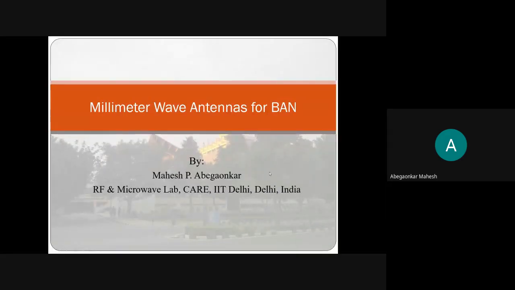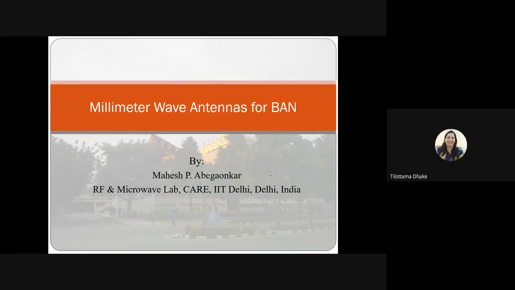So this presentation is specifically on millimeter wave antennas for body area networks, or BAN as they are called. We'll start with some introduction to what are body area networks, where are they used, and what is the advantage of using millimeter wave frequencies. The specific frequency that I'll be talking about is 60 gigahertz.